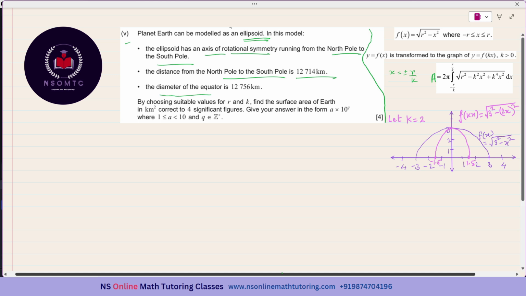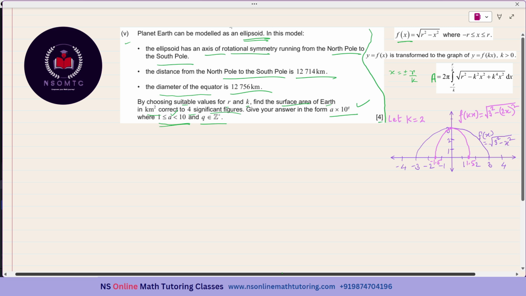The diameter of the equator is 12,756 kilometers. By choosing suitable values of r and k, find the surface area of Earth in kilometers square correct up to 4 significant figures. Give your answer in the form of A times 10 to the power of q, where A is greater than or equal to 1 but is less than 10, and q belongs to the set of positive integers, and it is containing 4 marks. Okay, and these were the expressions.